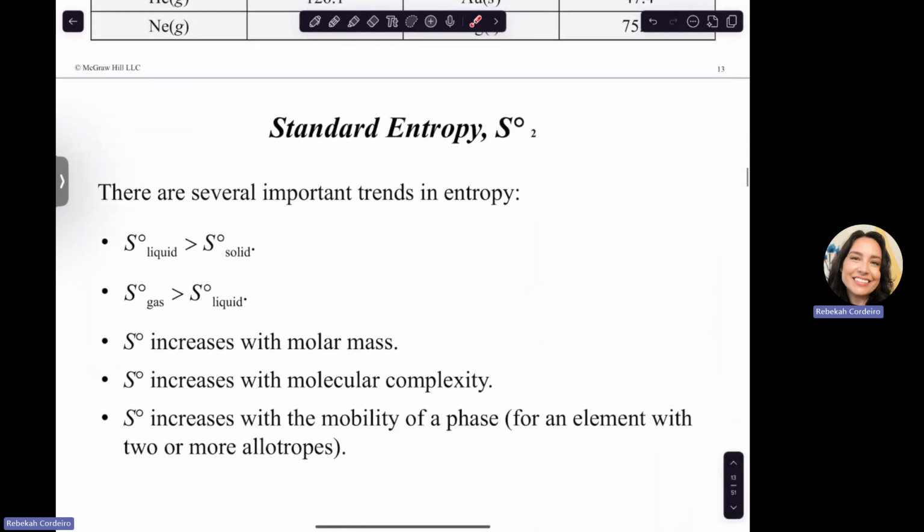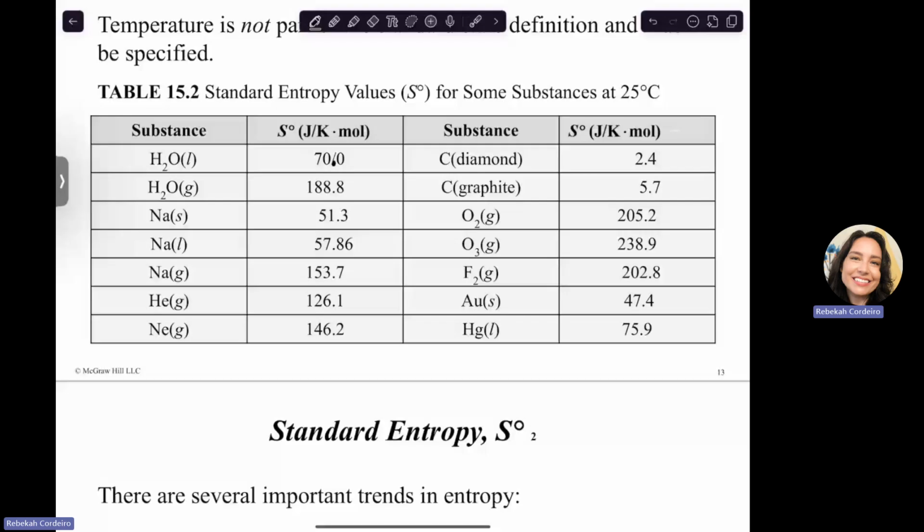So there are definitely some important trends to know about entropy. Liquids have higher entropies than solids. If we look here, see the water, I believe that should be 70.0. Water is higher entropy in gas form than in liquid. We can imagine the solid would be even less.